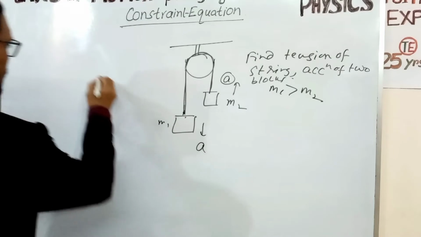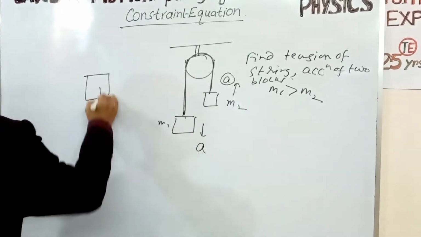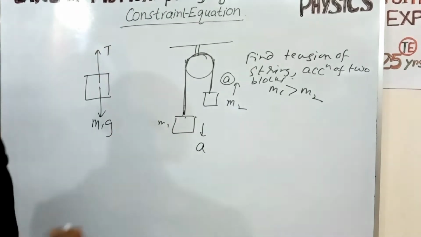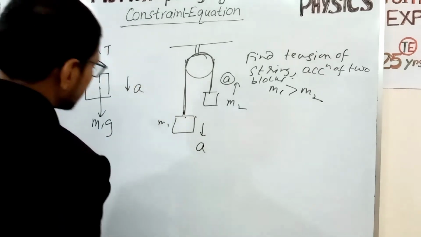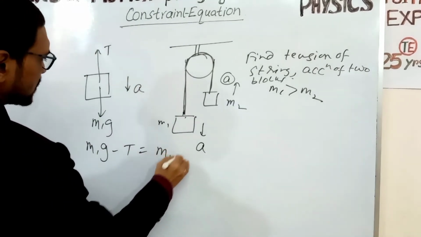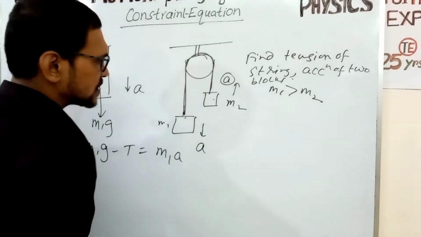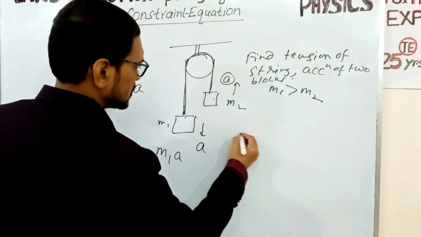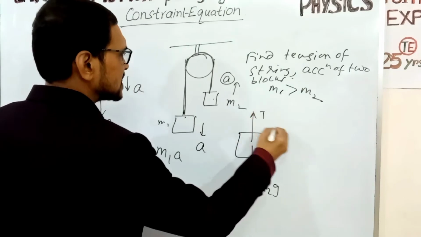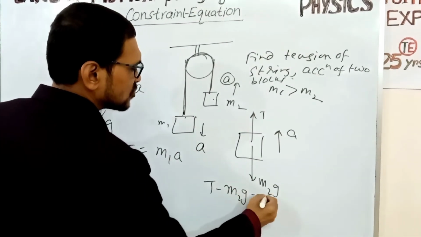The free body diagram of m1: m1g acts in this direction, tension T in this direction, and acceleration is a. So m1g minus T equals m1a. Now what is the free body diagram of the other block? For m2: m2g in this direction, T in this direction, and acceleration a. So T minus m2g equals m2a.